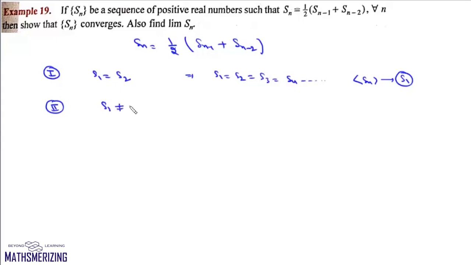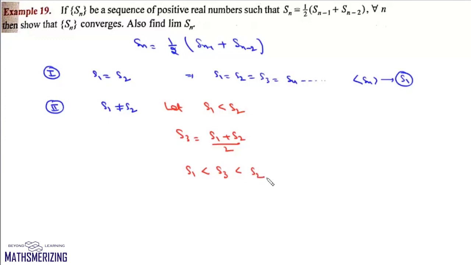Now we consider the second case when S1 is unequal to S2. So if S1 is unequal to S2, then either S1 is less than S2 or S1 is greater than S2. So we'll take any general case. We'll assume let S1 is less than S2. Now we find S3. S3 is S1 plus S2 by 2. Now S3 is the arithmetic mean of S1 and S2. That means S3 will lie between S1 and S2. So we'll write S1 will be less than S3, which is less than S2.